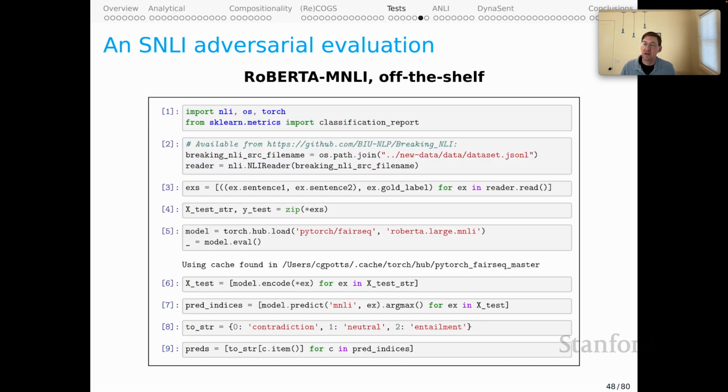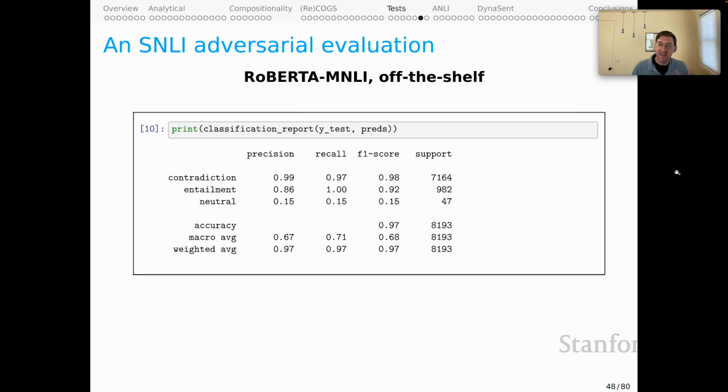I simply downloaded a Roberta model that was fine-tuned on the multi-NLI dataset, so different from SNLI, which was used by Glockner et al. to create their dataset. This is the code for doing it. It's a little bit fiddly, so I decided to reproduce it. And the headline here is that this model, off the shelf, essentially solves the Glockner et al.